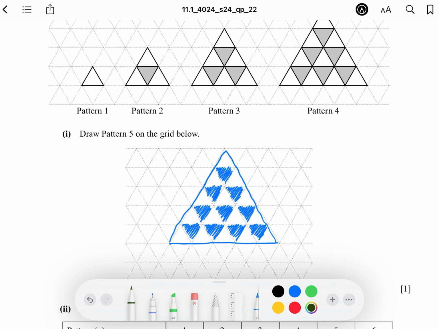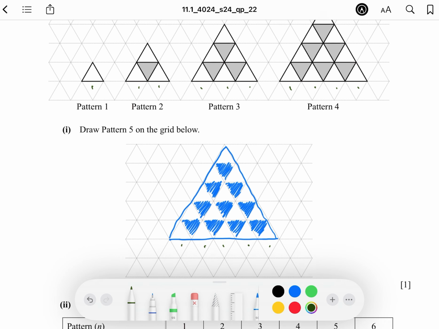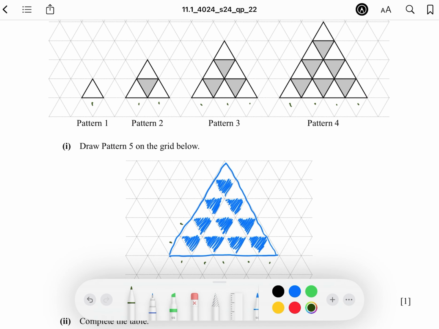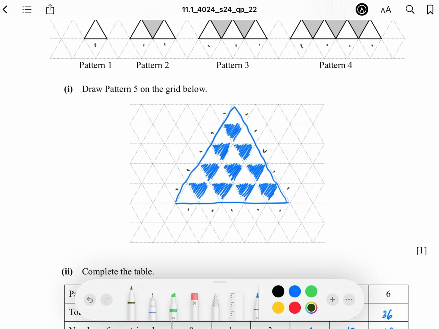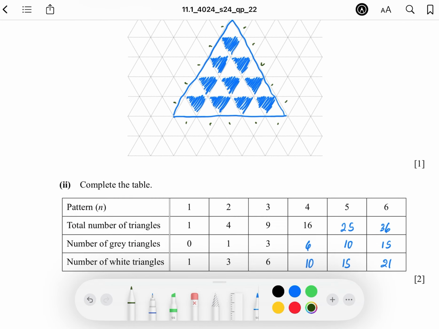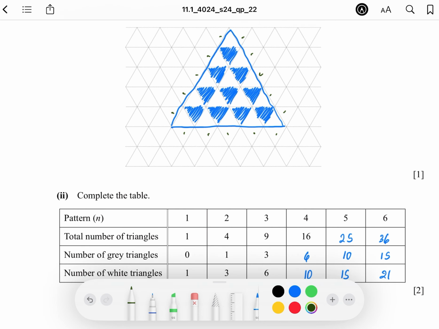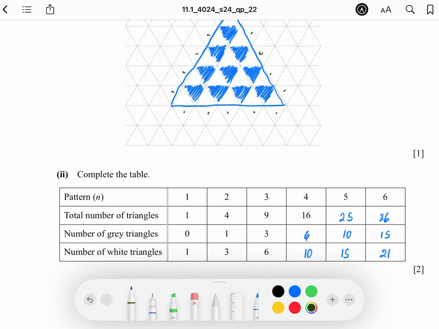Just count the pattern. So there's 1, 1 2, 1 2 3, 1 2 3 4. So obviously the fifth pattern, number 5, would have 5, and then it would be the same thing on the sides, and the shading part follows exactly how it goes from pattern 2, 3, and 4. And then part 2, total number of triangles. This one you can easily count with the existing diagram that you have.